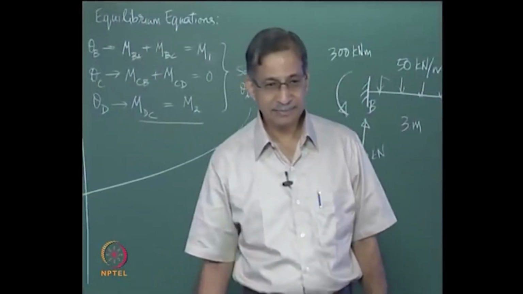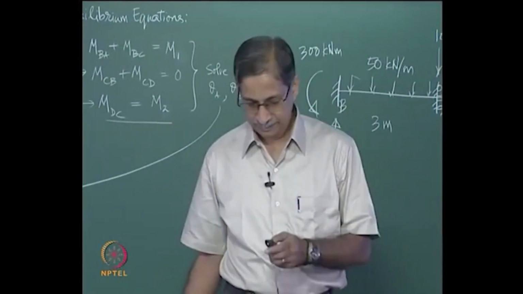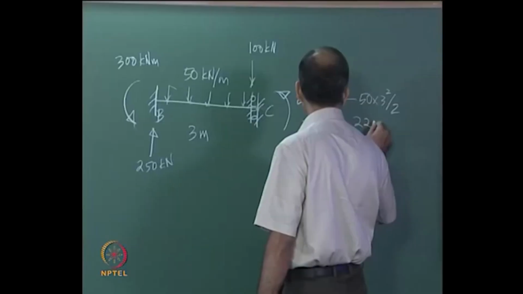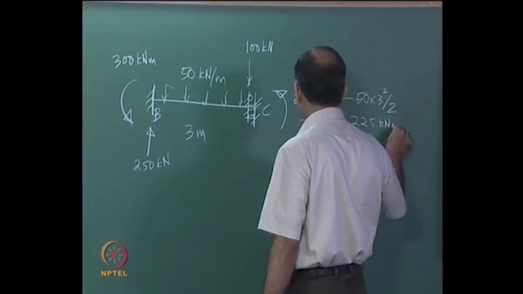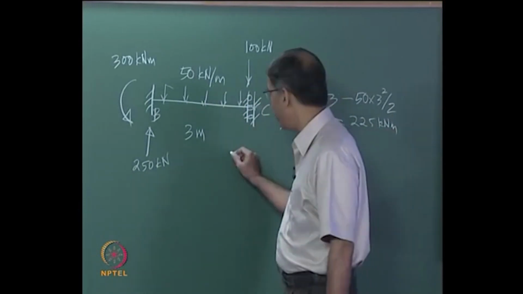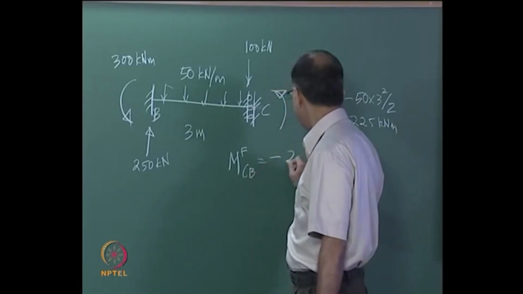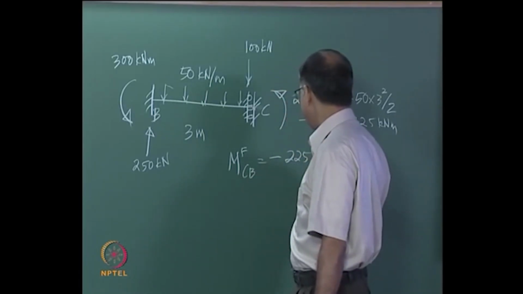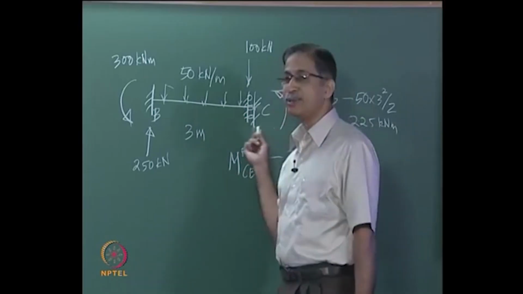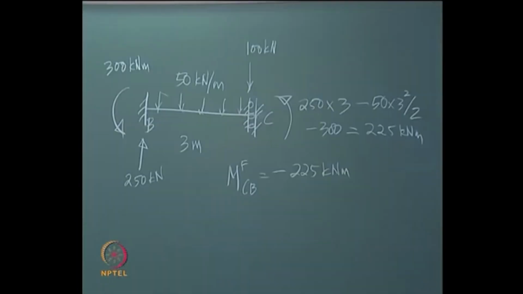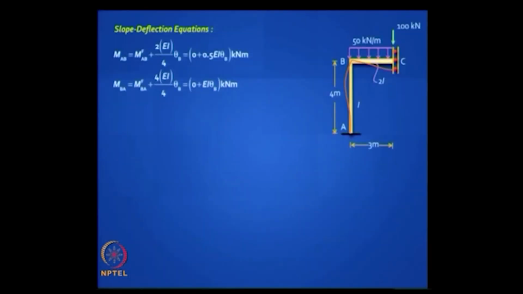How much is it? It will turn out to be 225, but please note it is anti-clockwise. So if you want to write it as MFCB, you should write minus 225. So here my suggestion is do not use formulas, use your brains, just draw the free body. Clear? After you've got this, write down your slope deflection equations.